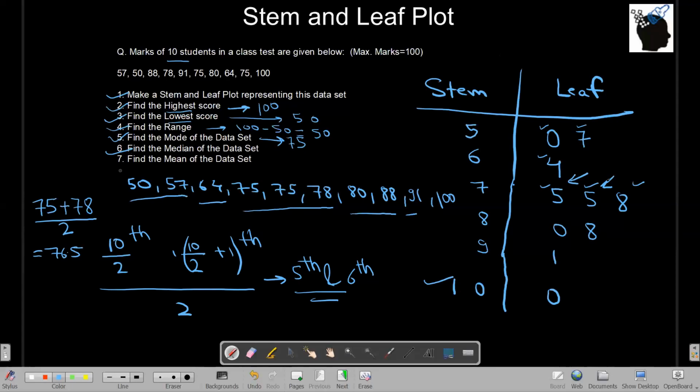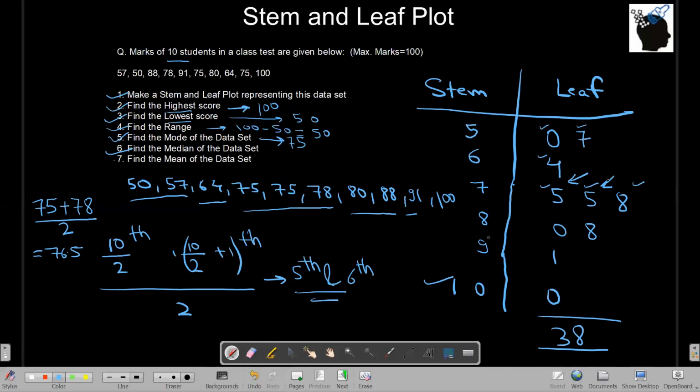Now let's look at the last one. The last one says, what is the mean of the data set? Now there are multiple ways of doing this. You can either take the sum of all these values and divide by 10, or you can use what you have from the leaf and stem side. So let's add all the values which are only under the leaf side. So 7 plus 4, 11, 11, and this is 19, 29, 30, and 38.